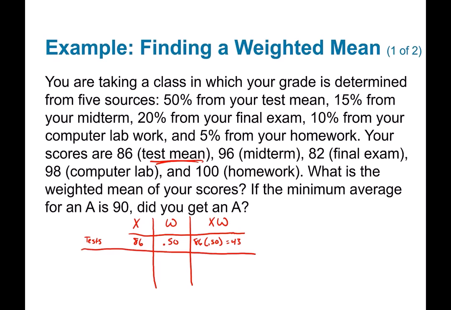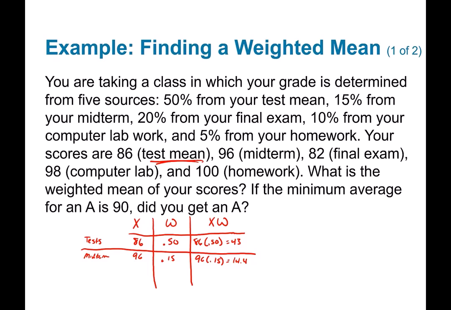Moving on, the next one's our midterm. We got a 96 on the midterm. The midterm counts 15% of the grade, and so multiplying 96 times 0.15, you get 14.4. And we do the same thing for the rest of these.